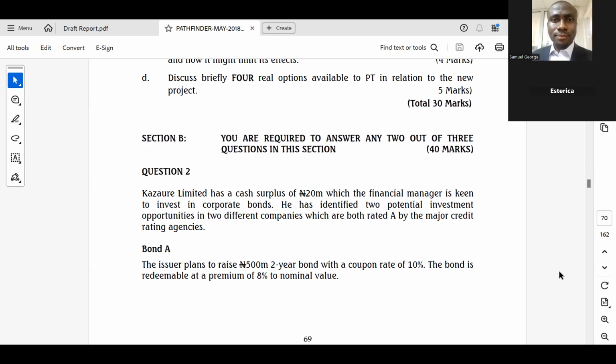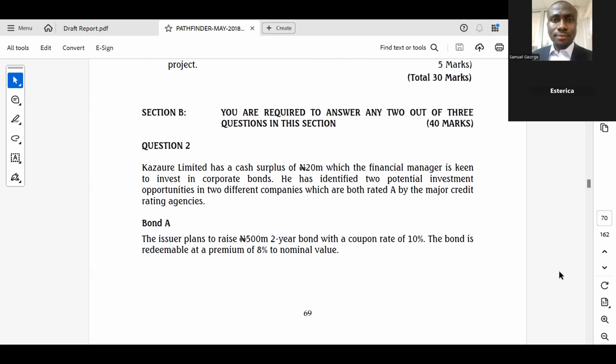And companies like that, they call them rating agencies. We have the ones outside Nigeria: S&P, Fitch, Moody's. The one we have in Nigeria, they call it Augusto and Co. They are rating agencies. Okay, now let us continue reading the question.